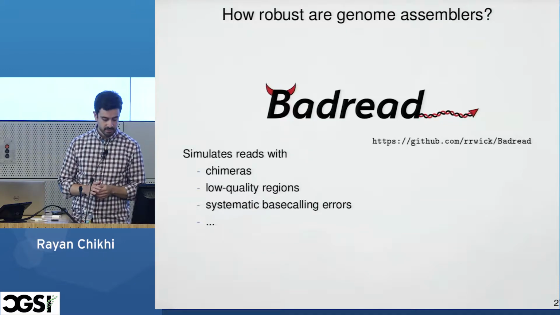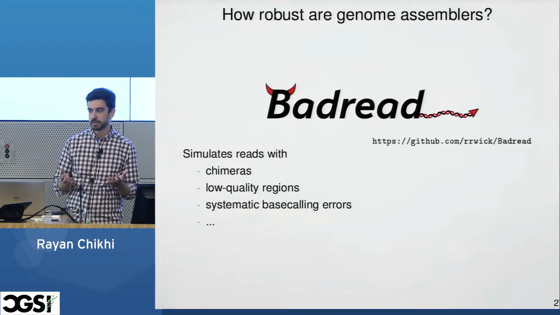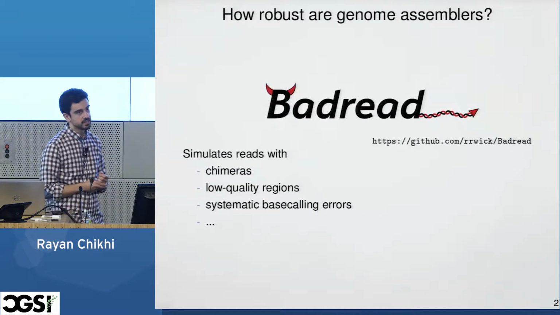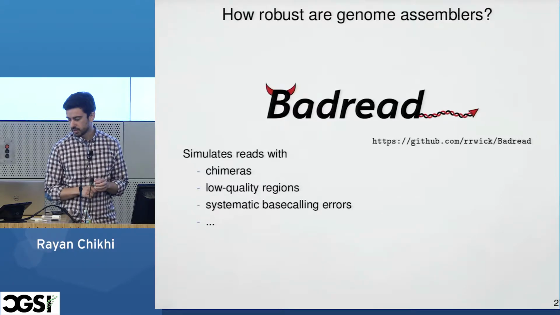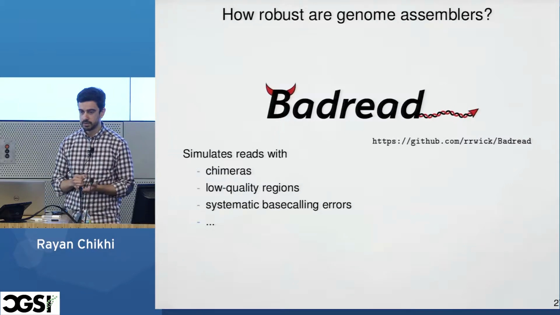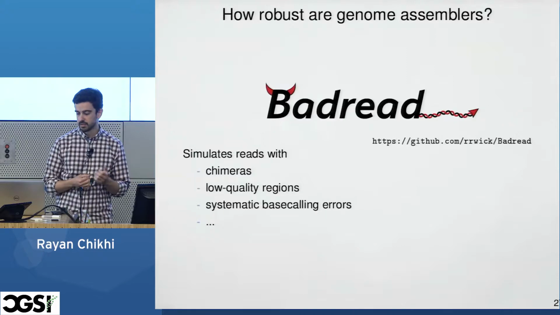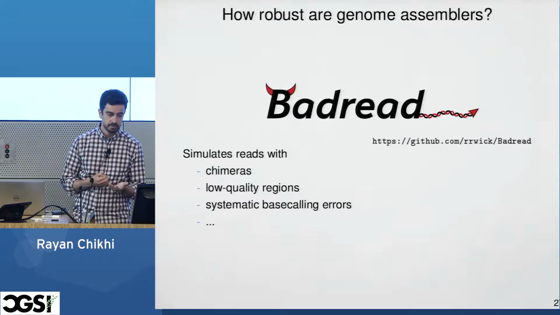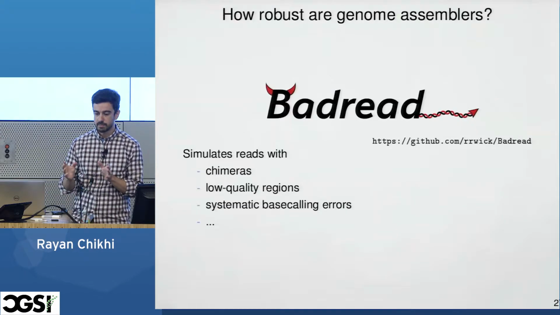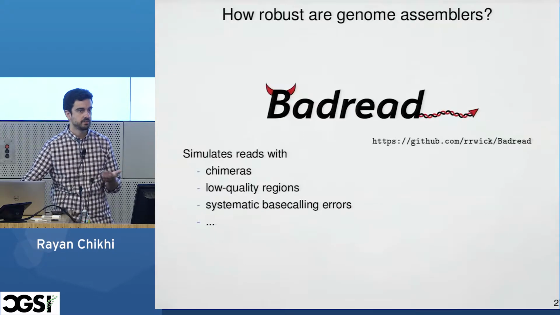On a similar topic, and in fact a topic that is very related to what we talked about at the retreat: benchmarking. How robust are genome assemblers? It turns out that a few months ago, Rayan Chikhi released a software called Badread that benchmarks assembly in the following way. It generates reads which contain either chimeras, low-quality regions, or systematic base calling errors, in order to simulate what kind of badness can be in the data, and see how the assemblers react to this badness and whether they are robust to it.